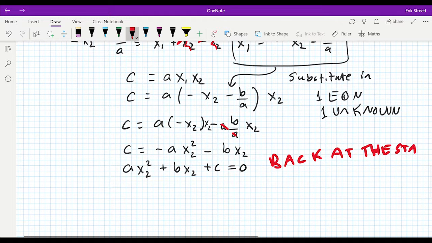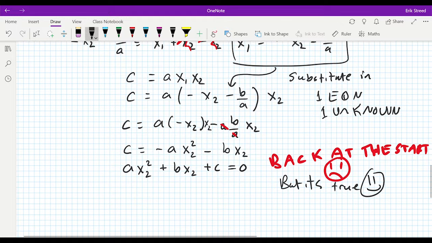The start. We are lost in the math forest. This is no good. So, we've gone all around. We've done a whole bunch of algebra. And we've gotten back to something we know is true. But it's true. So, consolation smiley face.